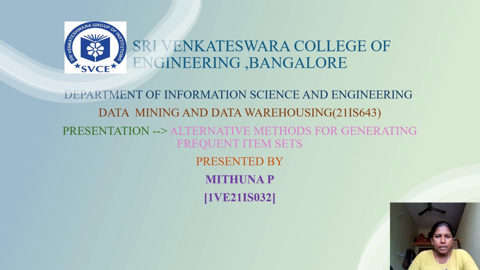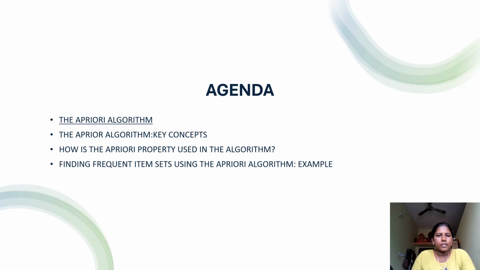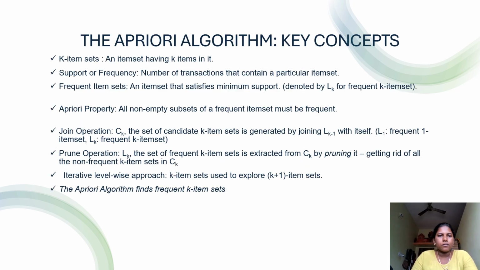And today I'm going to explain alternative methods for generating frequent item sets. Today's agenda is the Apriori algorithm key concepts, how the Apriori property is used in the algorithm, and finding frequent item sets using the Apriori algorithm with examples.